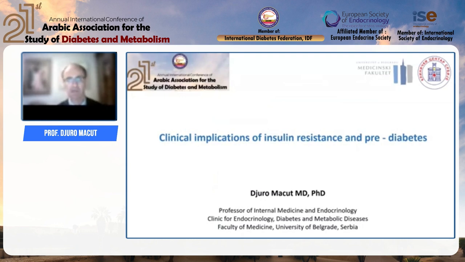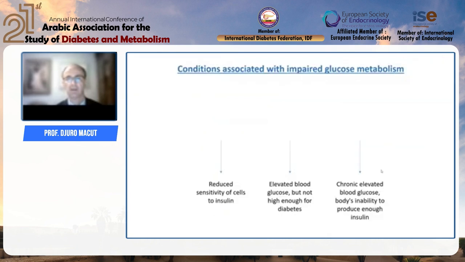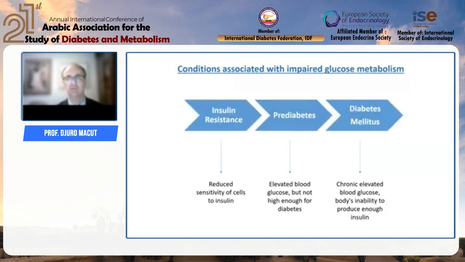So today I would like to talk with you about the clinical implications of insulin resistance and prediabetes. This condition is a complex issue, and we can talk about insulin resistance leading into prediabetes and, at the end, diabetes mellitus. At the beginning we have reduced sensitivity of cells to insulin, then elevated blood glucose, and finally chronically elevated blood glucose, related to the body's inability to produce enough insulin.